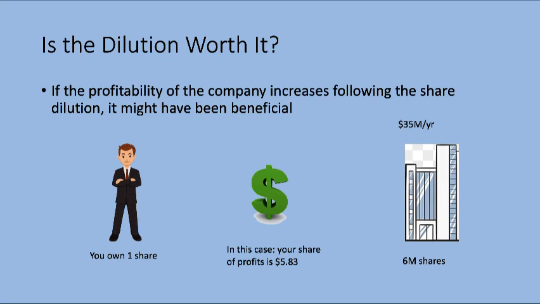Let's go back to our example. Suppose the company issues 1 million more shares, bringing the total to 6 million. But instead of the profits staying at $25 million, this time the company uses the raised capital to expand its operations and increase its profitability. Now the company is making $35 million a year. With 6 million shares and $35 million a year in profits, the earnings per share would equate to $5.83, higher than before the dilution. So even though you own a smaller percentage of the company, your actual share of the profits is larger because the company is generating more revenue. This kind of scenario shows that share dilution, when used correctly, can actually benefit shareholders in the long run.